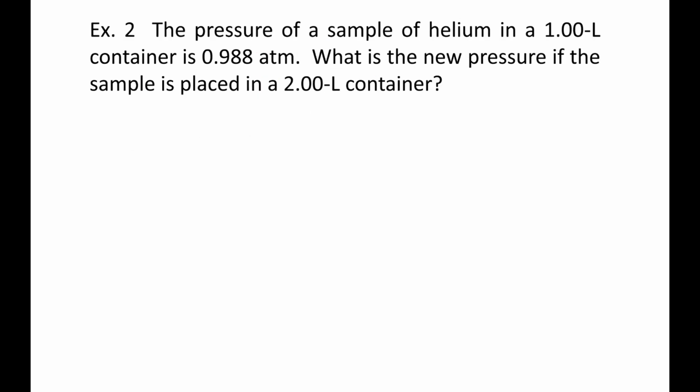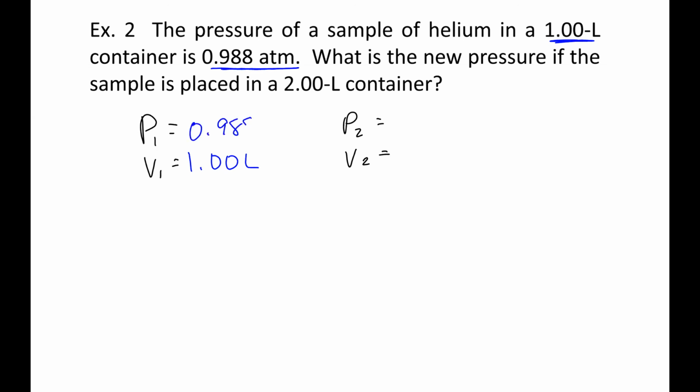Okay, so the pressure of a sample of helium, and before we do anything, let's make sure that we write our P1, V1, P2, V2. Okay, so the pressure of a sample of helium in a 1 liter container, that's a volume, so there's our first volume, is 0.988 ATM. And that is a pressure, so that's our first pressure. What is the new pressure?